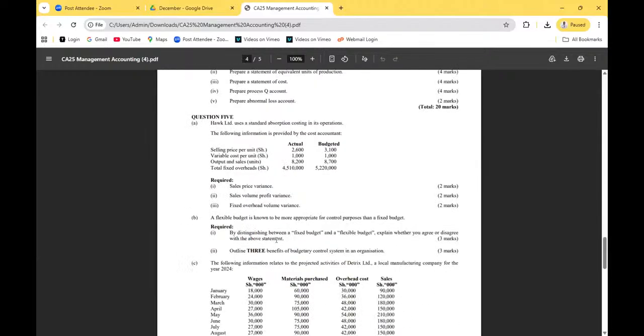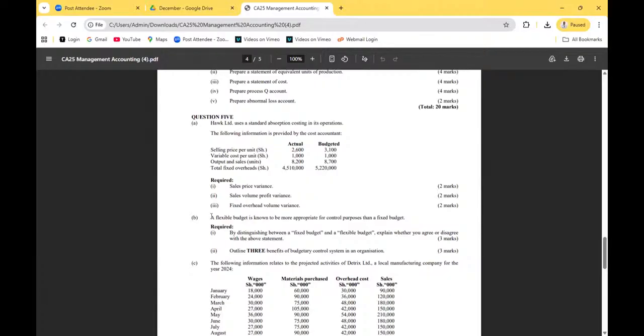Yeah. No, we have another one. Question number 5. Question number 5B, Roman 1. A flexible budget is known to be more appropriate for control purposes than a fixed budget.